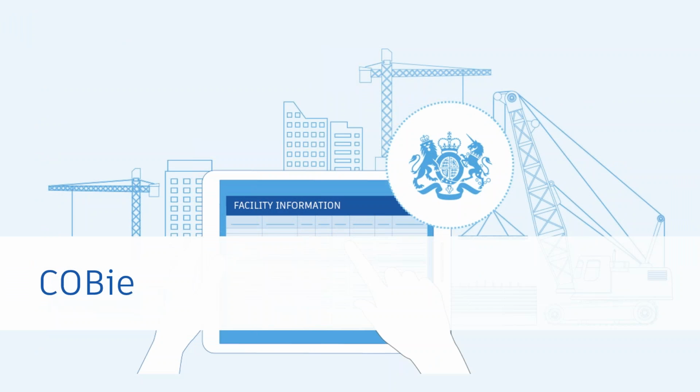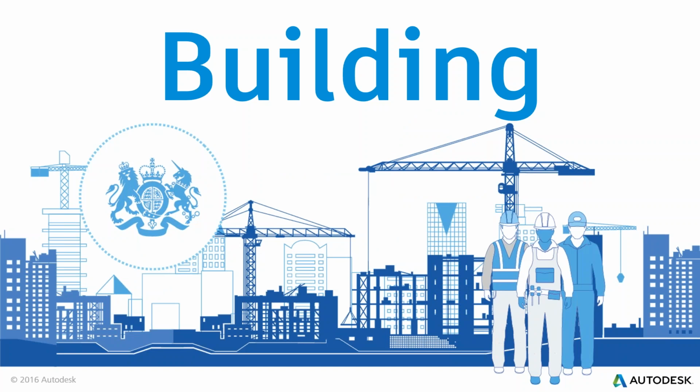Which takes us to the next piece, which is around COBie. COBie is one of the few defined deliverables for each of these level 2 projects. So you will be required to provide a native 3D model, 2D PDF sheets, and then a COBie spreadsheet, or it could be SQL, or it could be an IFC form of this data. It's essentially a standardized data structure for your model.